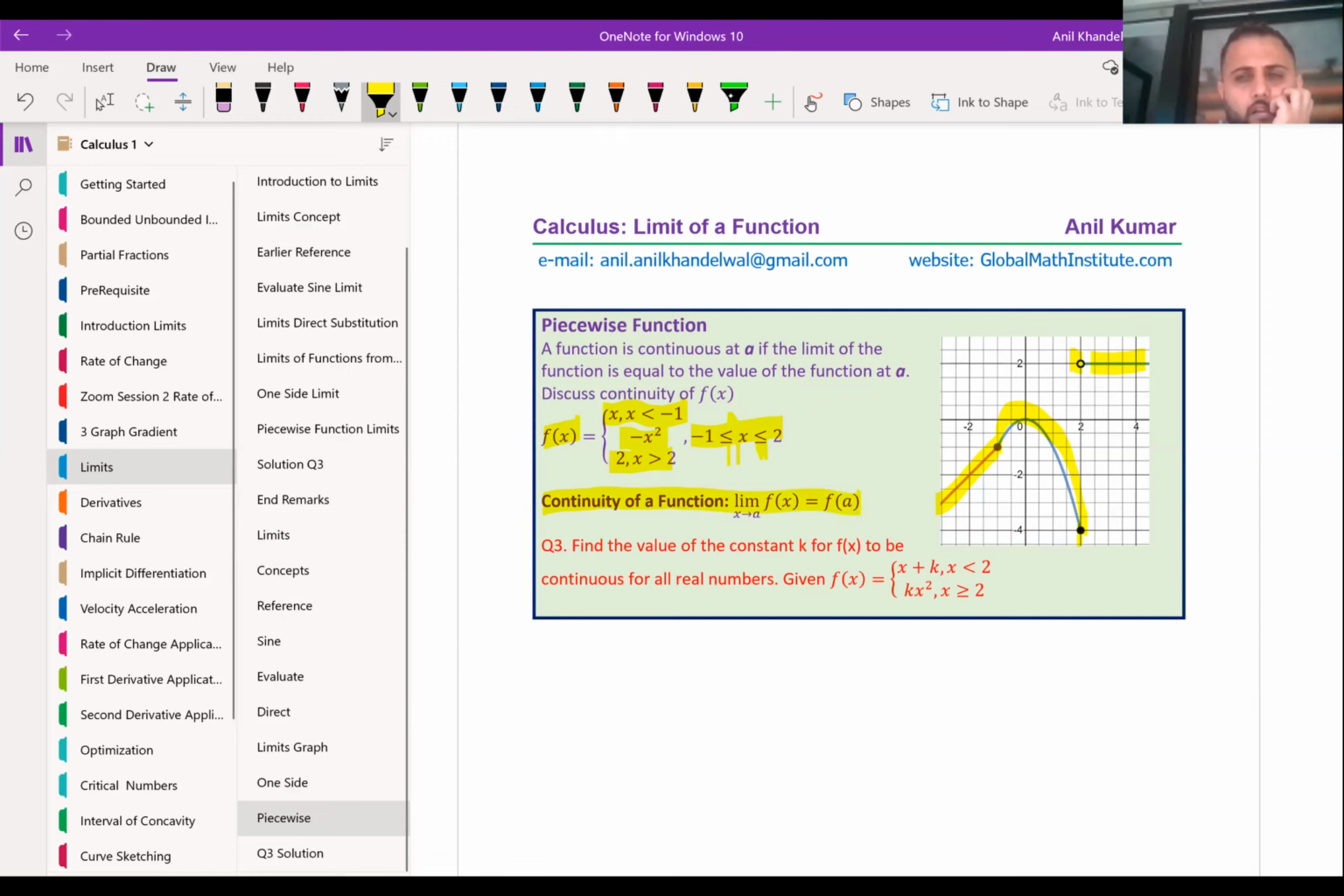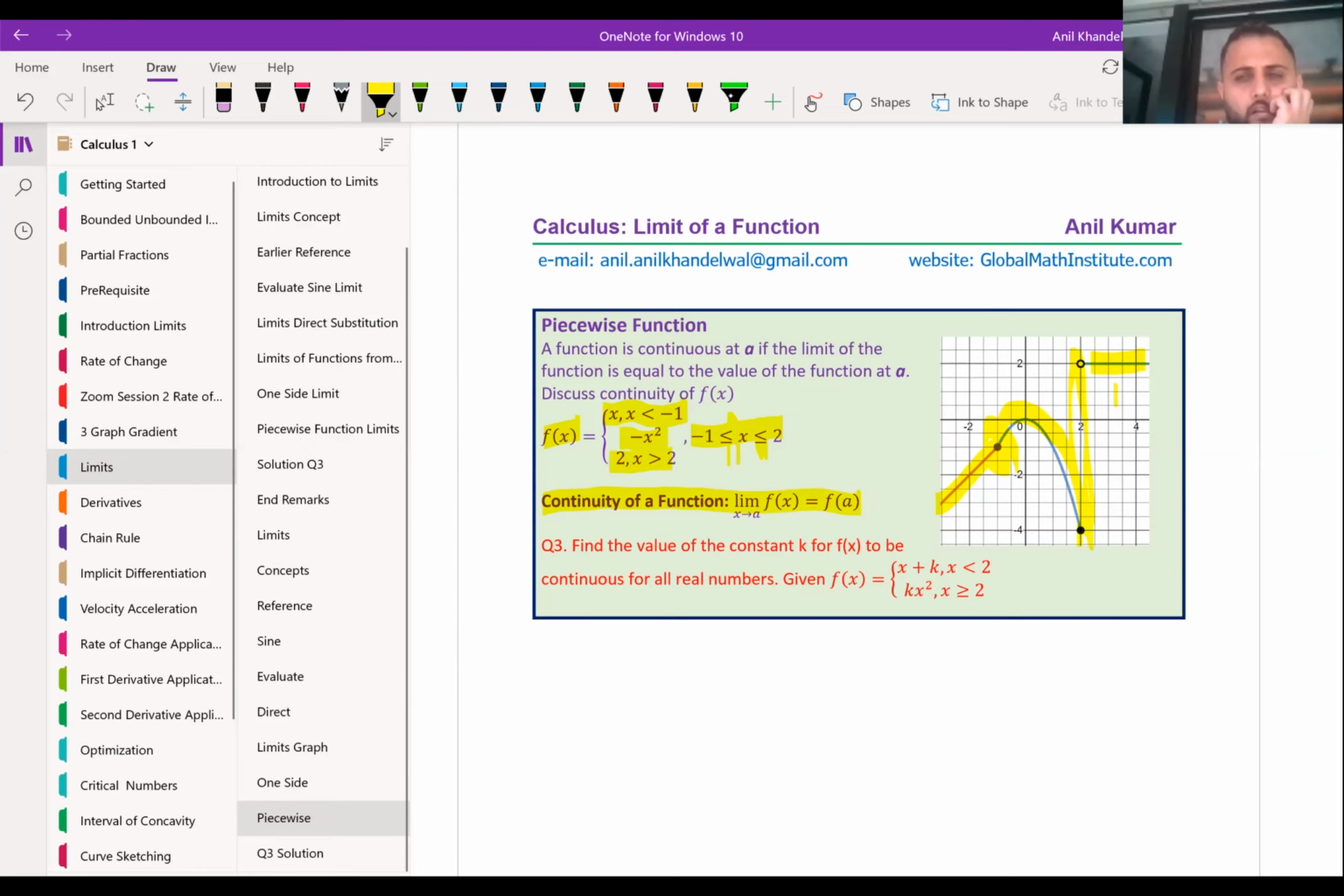Where is the function continuous and where is the function not continuous? Clearly, if the ends of the two pieces match, they are continuous. And if they don't match, as in this case, they are not continuous. Is that clear to you? So simple.